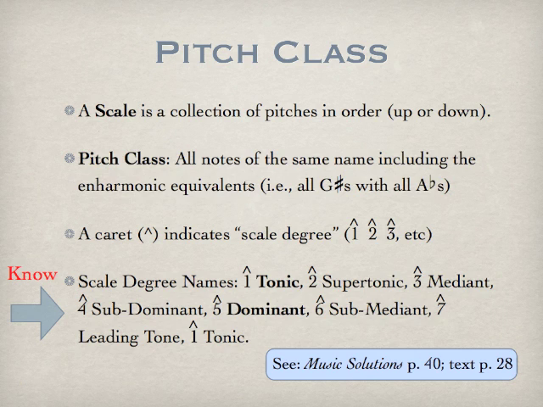The first note of the scale is called the tonic, and the second note is the supertonic, the third is the mediant, the fourth is subdominant, the fifth is dominant, sixth submediant, and the seventh is leading tone, and that takes us back to the tonic.